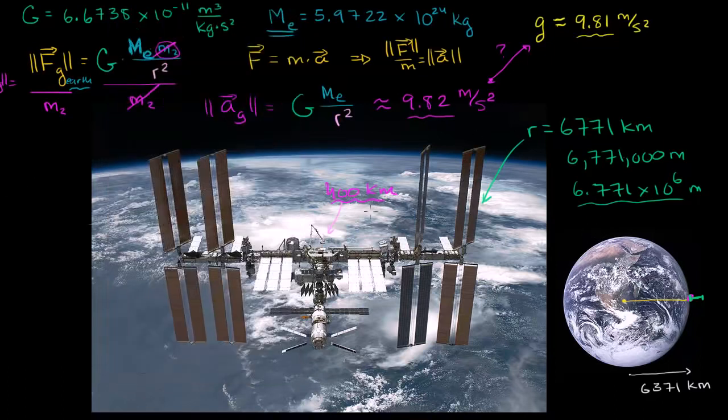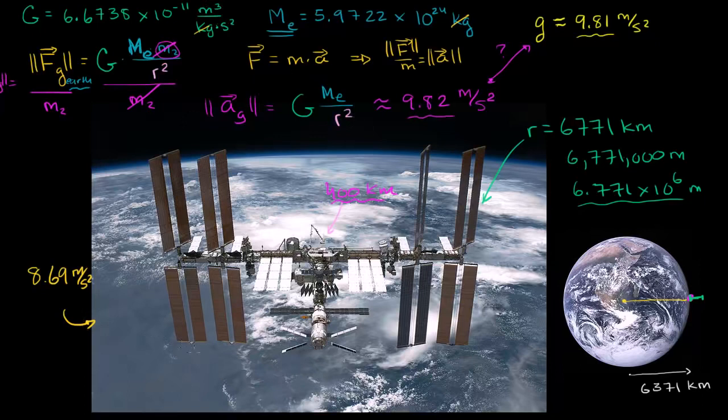So now the acceleration here is 8.69 meters per second squared. And you can verify that the units work out. Because over here, G is in meters cubed per kilogram second squared. You multiply that times the mass of Earth, which is in kilograms. The kilograms cancel out with these kilograms. And then you're dividing by meters squared. So you divide this by meters squared, you're left with meters per second squared. So the units work out as well.